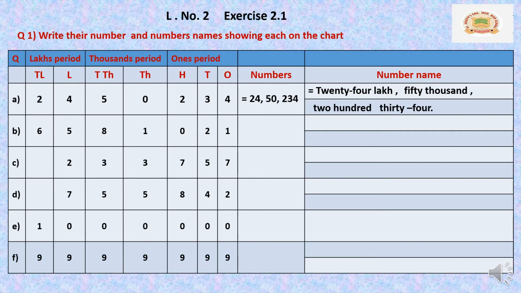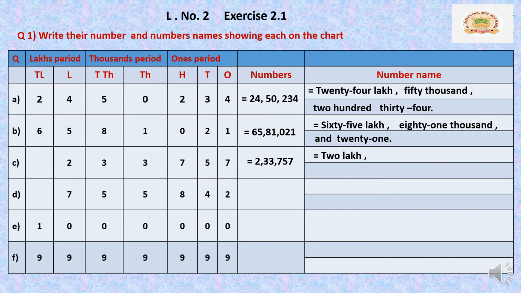65 lakh 81,000 and 21. In hundreds place we have 0. So we have to skip the hundred number. So let us write in the words 65 lakh, 81,000 and 21. See, in the C question we don't have any 10 lakhs place. So it has begun with lakhs period, lakhs place. So let us write the 2,33,757.